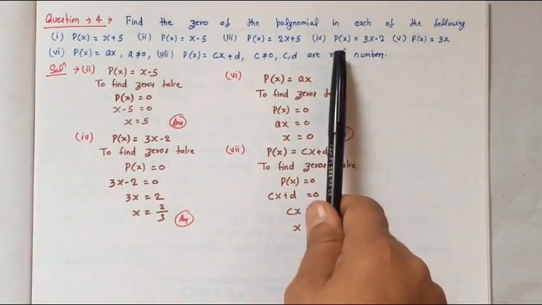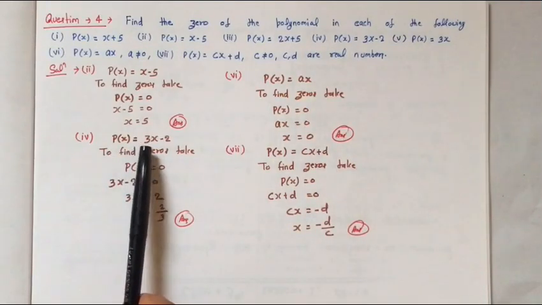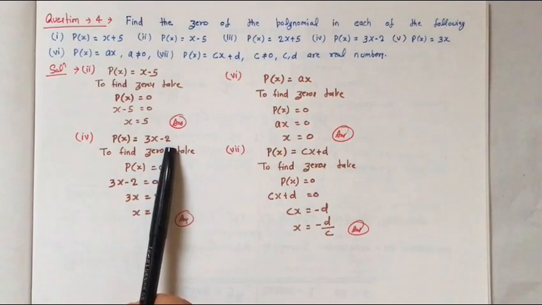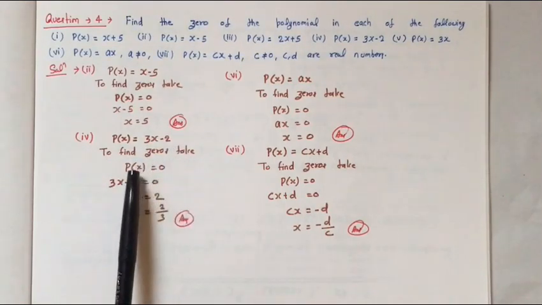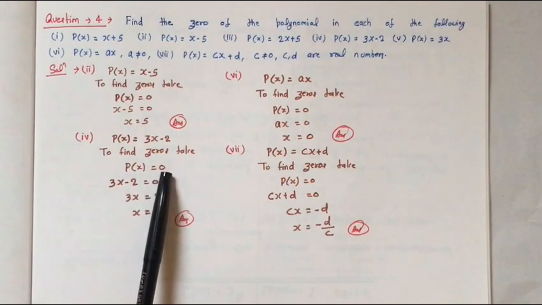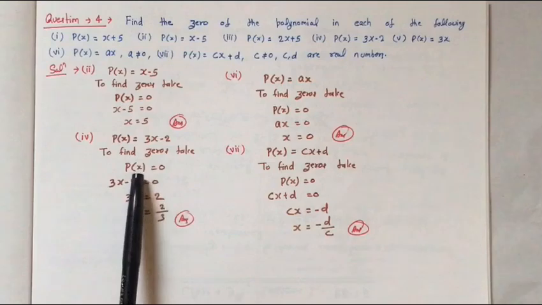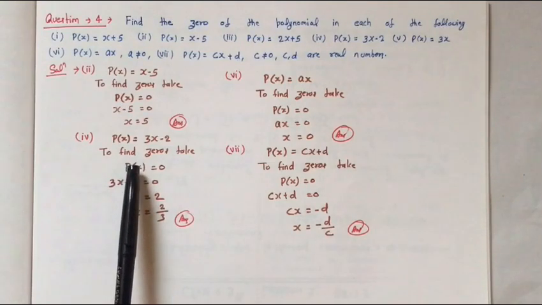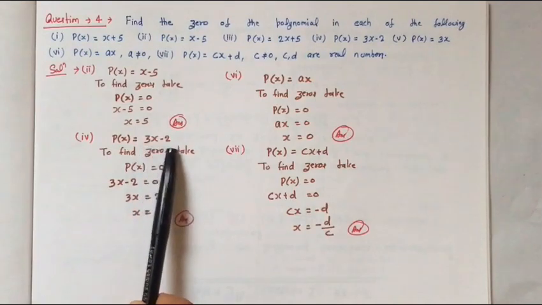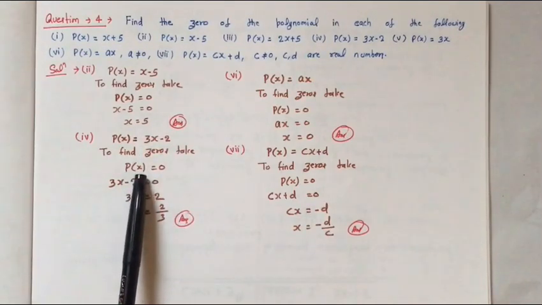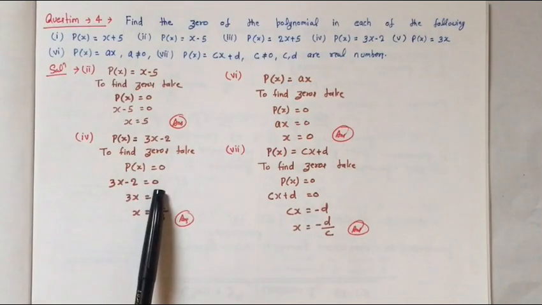Now take the next part. The next part is part number 4. This is p of x equals 3x minus 2. To find the zeros, take p of x equals 0. Here we take p of x, meaning polynomial, equals 0, and in place of p of x we write the value of p of x, that is 3x minus 2. The value of polynomial p of x is 3x minus 2 equals 0.